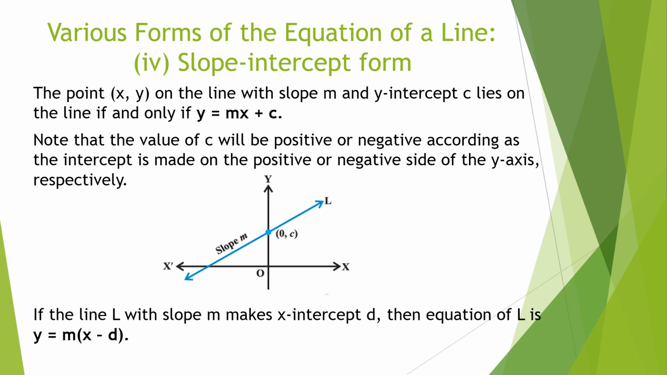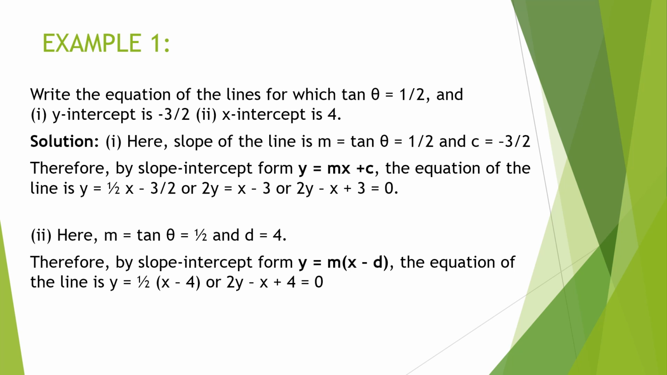Now if the line L with slope m makes x-intercept d, then the equation will be y is equal to m into x minus d. This you can derive by using the previous form. So in general, remember y is equal to mx plus c, where m is the slope and c is the y-intercept. To understand the slope-intercept form, let us take an example.